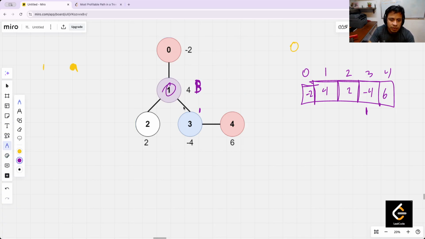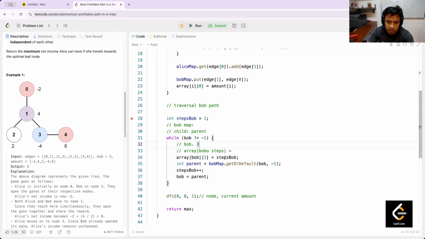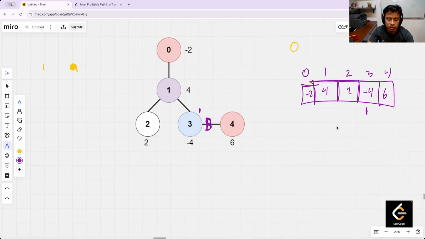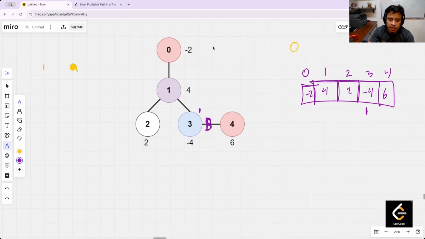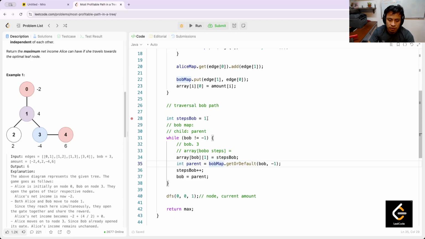And now here I am taking the value of the index. In this case, for example, it is Bob. In this case, Bob is here. Now I am saying that the steps of Bob is 1, set in the index 3. Now get the parent of Bob. In this case, the parent is the 1. Parent has 1. Now this increases, now it's 2, and Bob equals parent, that is 1.